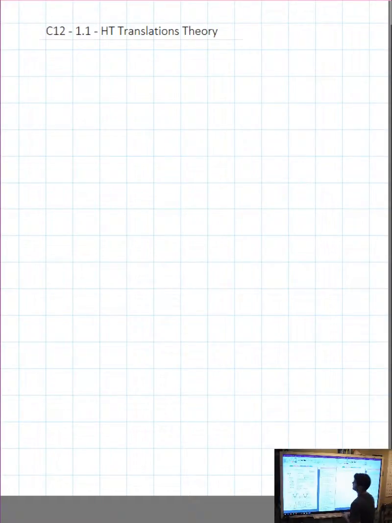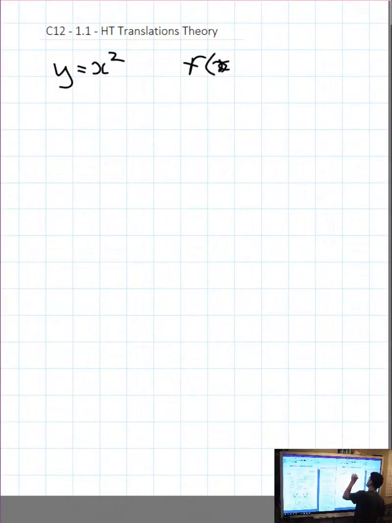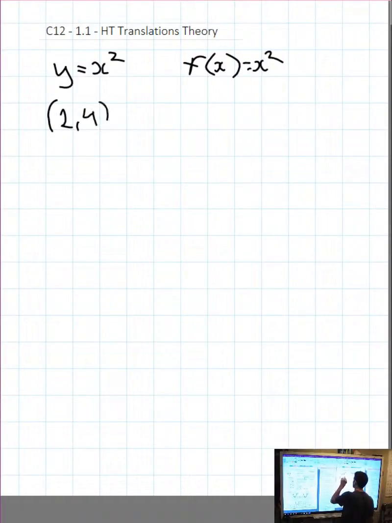Okay, let's take the function y equals x squared seen last year. Of course, f of x is equal to x squared. So we want to start moving these functions around. Let's start by making it really simple and taking a point on the graph, (2, 4). Everyone agree with me? 2 squared is 4, of course.